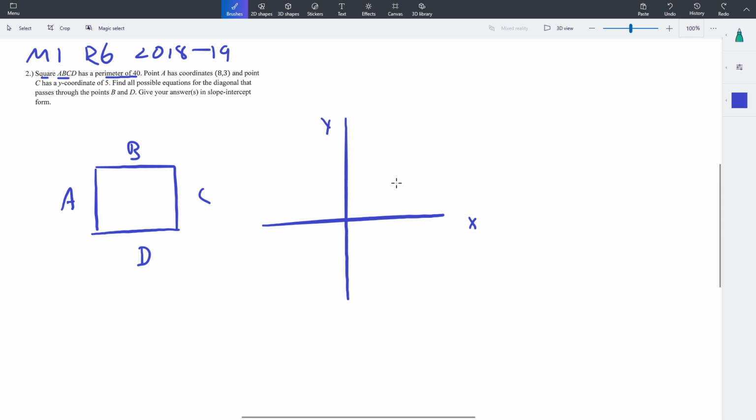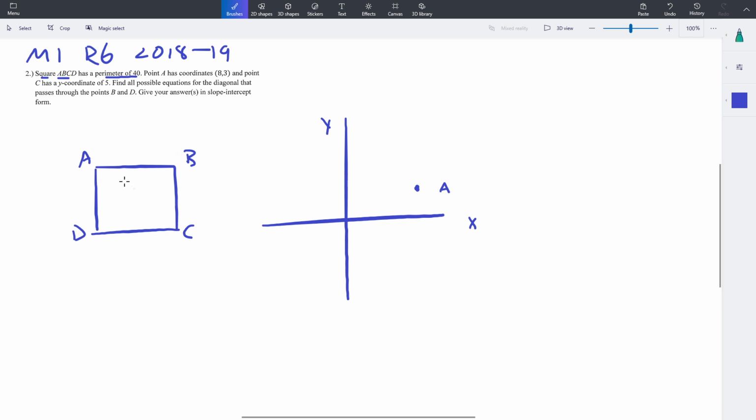Alright, so point A has coordinates 8, 3, so it's 8 to the right and then 3 up. So I would say around there. And let's label that A. And point C has a y coordinate of 5. Now, for our square here, we're not going to want to use the sides as the letters. We're going to want to use the corners as our labeling. Okay, so A, B, C, D.